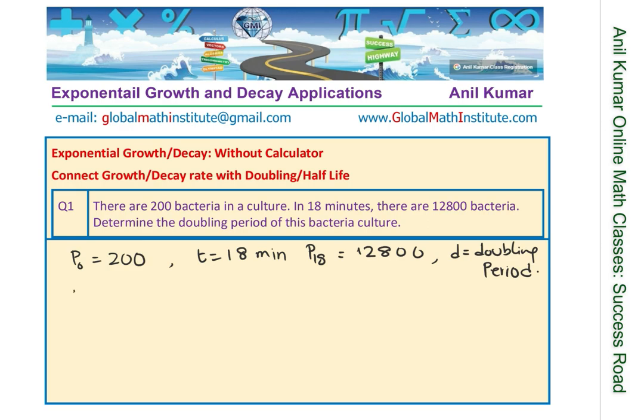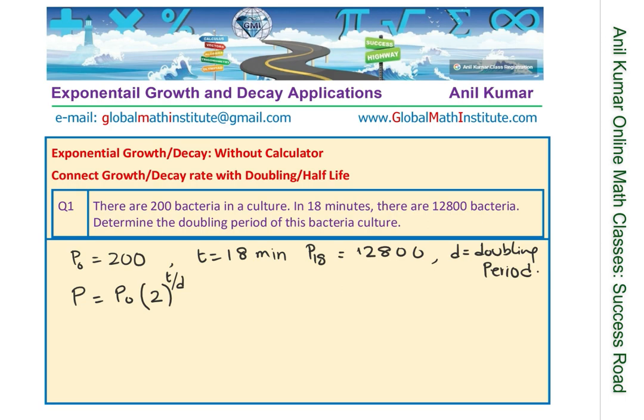Since the population is growing, we can write this as an exponential function. P is equal to the initial population, times 2, since it doubles, to the power of T over D, where D is the doubling period. In this case, in D minutes, it becomes double. So that is the formula, correct?